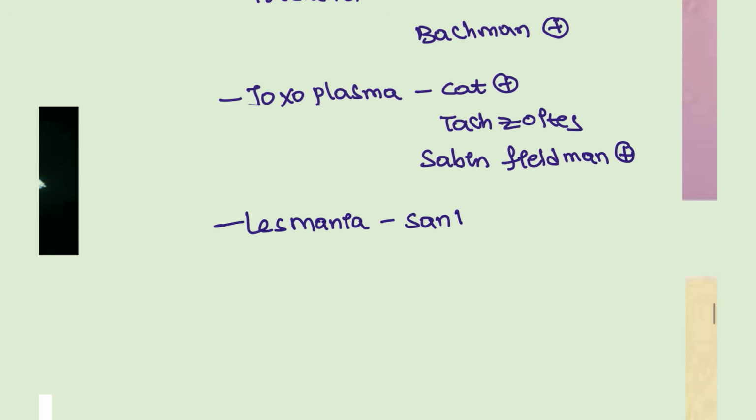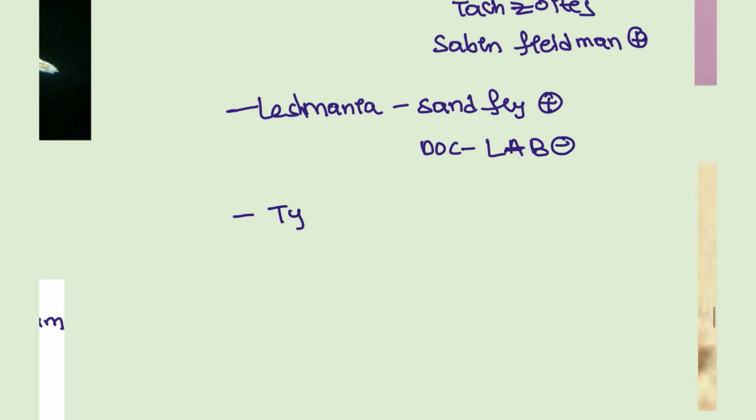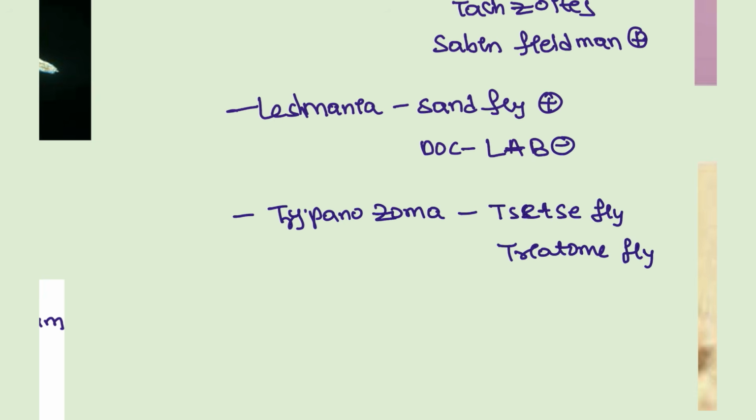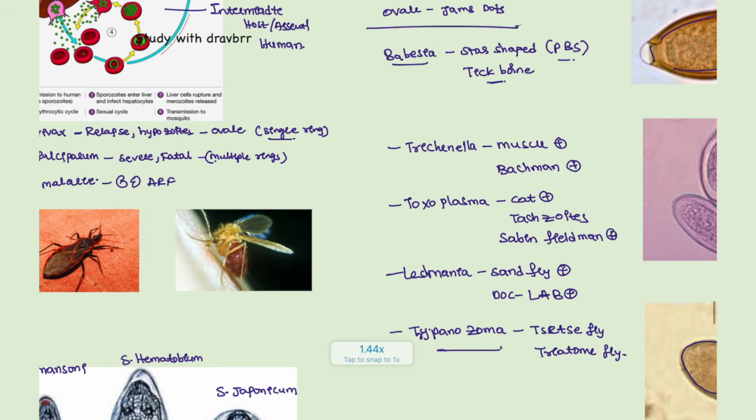Next, Leishmania species is due to sandfly involvement, and it can be visceral, cutaneous, post-kala-azar disease, all will be seen with Leishmania. And the drug of choice for this patient is liposomal amphotericin B. And Trypanosoma species is associated with the tsetse fly, and also some of them can be caused by the triatomine bug. Both are blood infections related to Trypanosoma infections.